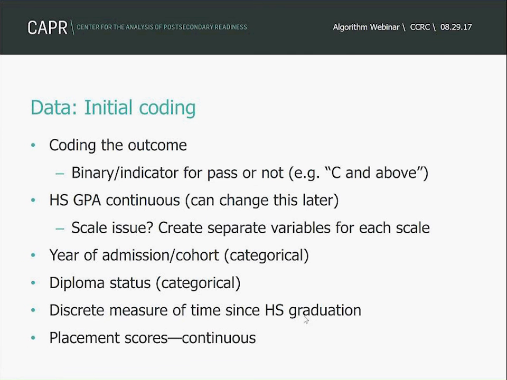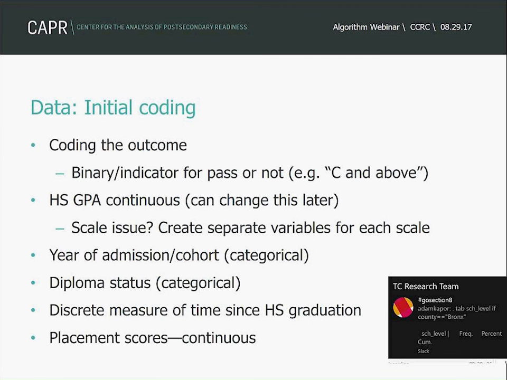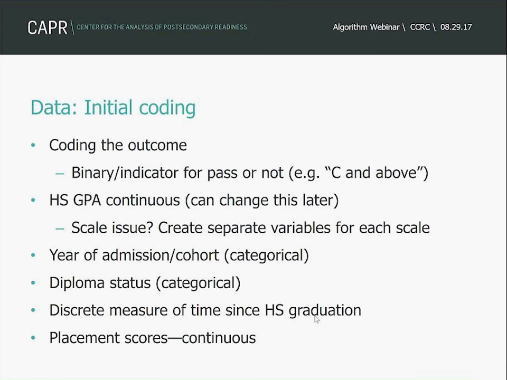Well, I can give you an example of how we've coded these data. It's not necessarily the only way, but I think these ways make sense. So first, as I said before, we're going to code the outcome as a binary variable, an indicator for passing or not. So for instance, getting a C or above. So that's how we code the outcome. Depending on the system, we can leave high school GPA as a continuous variable.